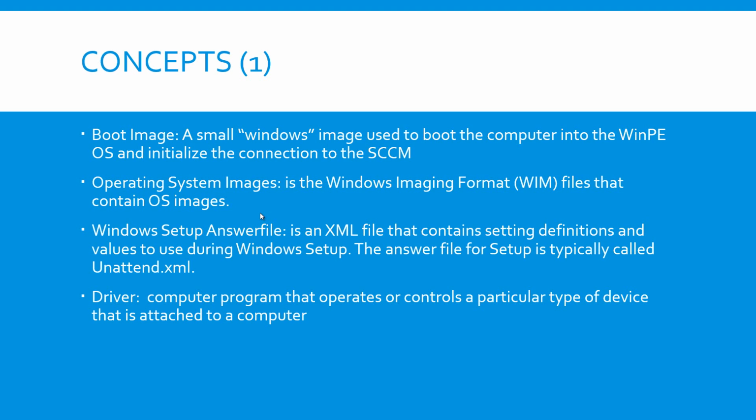Then we also have something called the operating system image. It's basically the OS package in a WIM format, the Windows Imaging Format. It's a large file; for Windows 7 and Windows 8, we are talking about 2-3 gig files. We also have the Windows Setup answer file, an XML file that's normally called unattend.xml. It holds some information about the OS we are going to deploy, for example keyboard layout, time zone, and a few other settings.